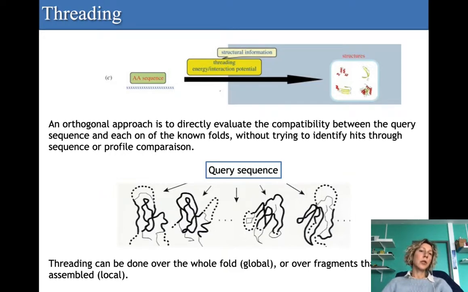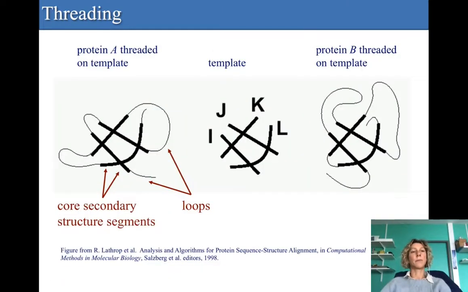Another possibility, which is orthogonal to it, is to directly evaluate the compatibility between the query sequence and each of the known folds without trying to identify hits through sequence or profile comparison. So here you just thread the sequence on the structure, and you're going to evaluate the energy of the model that is given by this threading. So you can do the threading on the whole fold or over fragments that are later assembled.